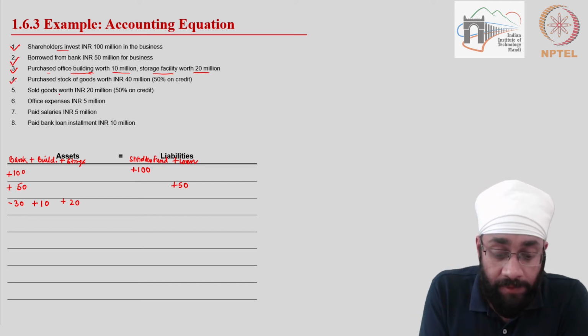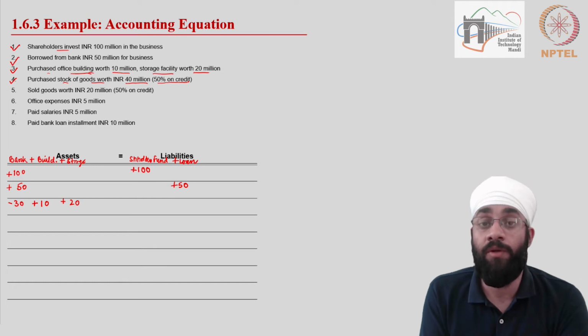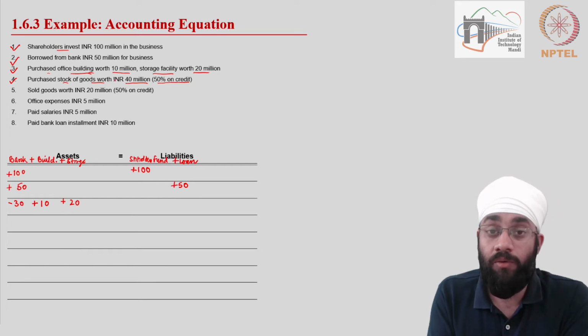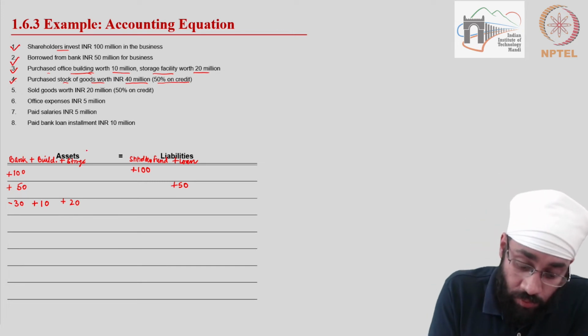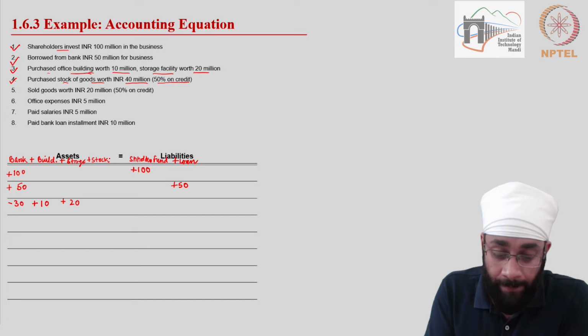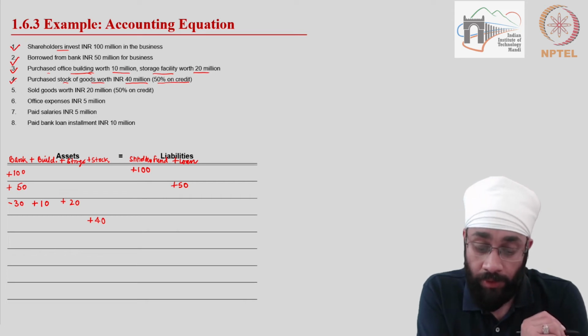Then you have purchase of stock of goods worth 40 million, and 50% of this is on credit. On credit meaning you don't pay for it, you'll pay for it later. When you are purchasing stock, a new kind of asset is getting created, which is unsold stock. Unsold stock is your asset. So I'll write it here, stock, and 40 million worth of stock has been created in the accounting equation.